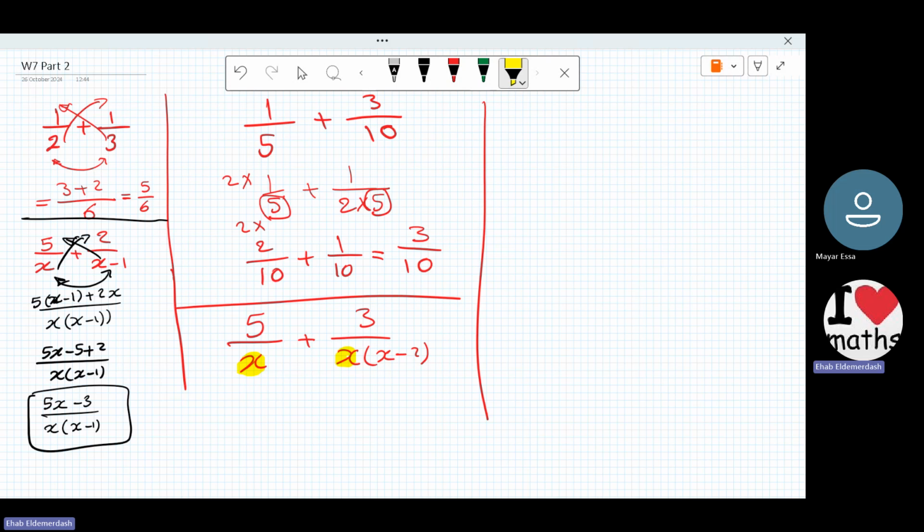So what should I do? I have just to multiply, in this case, here by x minus 2, up and down. This will make my life easier. It's x into x minus 2, and there it will be 5 into x minus 10 plus 3. So for the final answer, I just did a multiplication. 5 into x minus 2, it's 5x minus 10. And the denominator is the same. So I can add the numerators, it's 5x minus 7 over x multiplied by x minus 2.